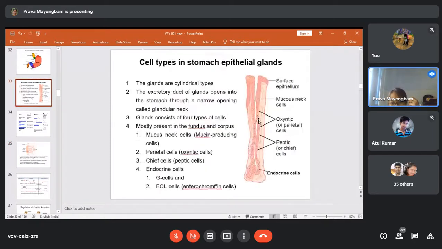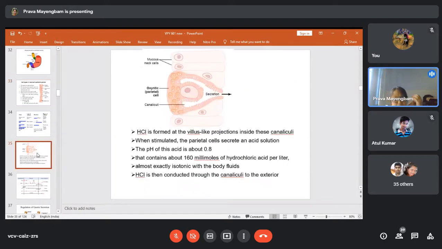That means the HCl produced in this oxyntic cell will be poured into this duct. Then that HCl will come out of the duct and be present on the surface of the stomach. Is it okay? So the HCl is formed at the villus-like projections inside this canaliculus, and when stimulated, the parietal cells secrete an acid solution, and the pH of this acid is about 0.8. That means it is even less than 1.